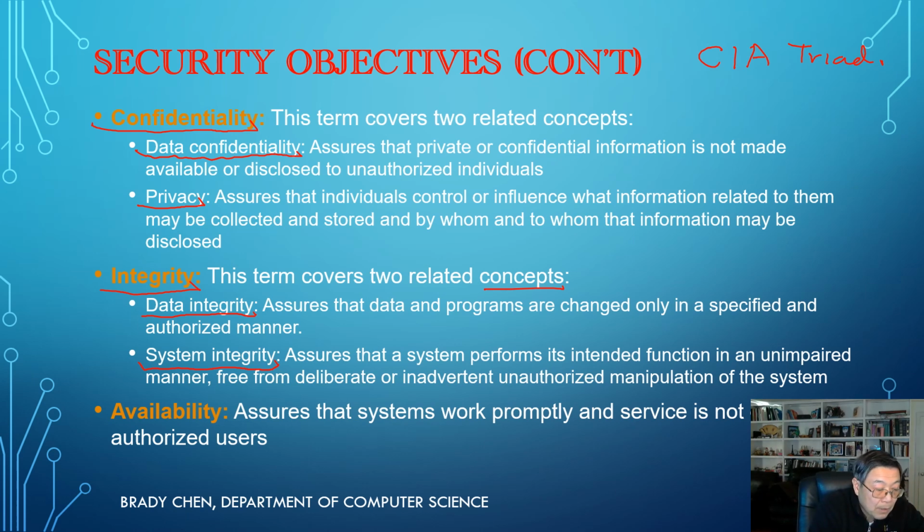The last objective is availability. Availability assures that the system works promptly and service is not denied to authorized users. So whoever has subscribed to these particular data or services should have access to them. That's availability.